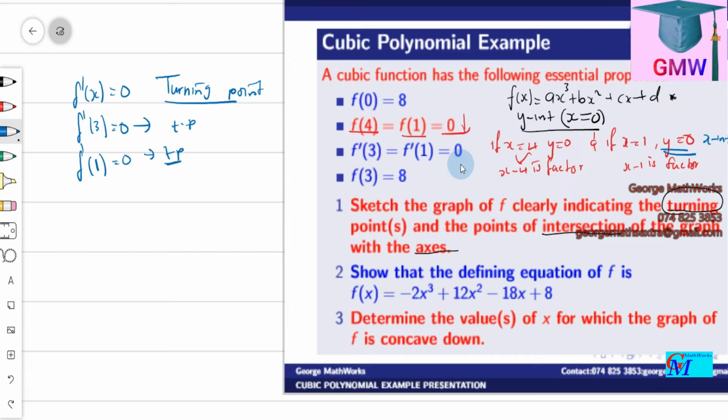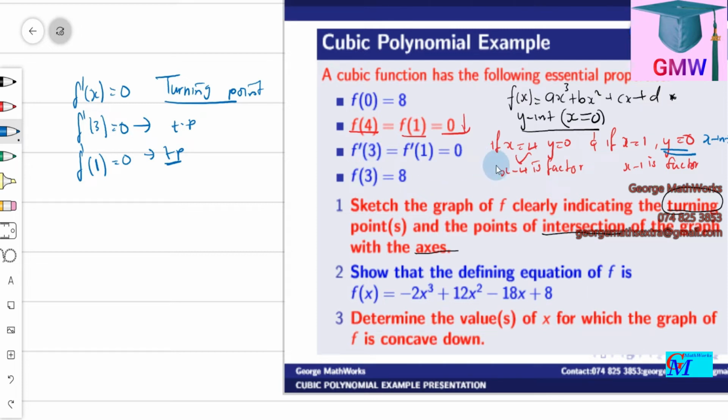Now, if these are turning points, and we already saw that x equals 1 is the point where the graph is cutting or touching the x-axis from this part, and it is becoming a turning point. It means at this point here, we now know that the graph is going to turn when x is equal to 1. That's the meaning of this. It is a turning point because the first derivative at x equals 1 is equal to 0. This makes this one a turning point. Also, x equals 3 is going to be a turning point.